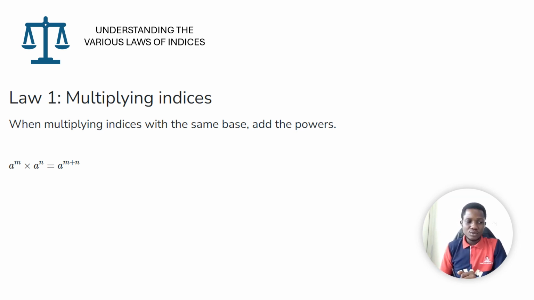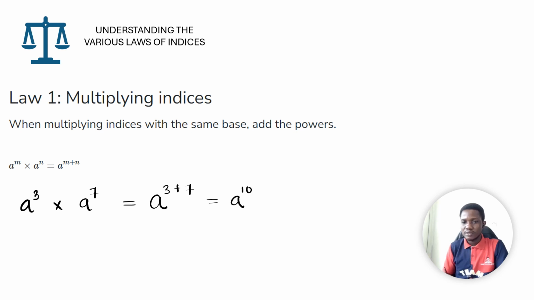A quick example on that is if you're given an expression of a to the power of 3 multiplied by a to the power of 7. Since the base numbers are the same, I'll just pick a and then simply add the indices. And that gives me a to the power of 10.